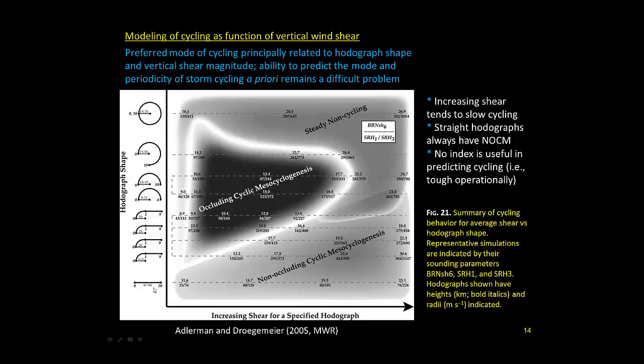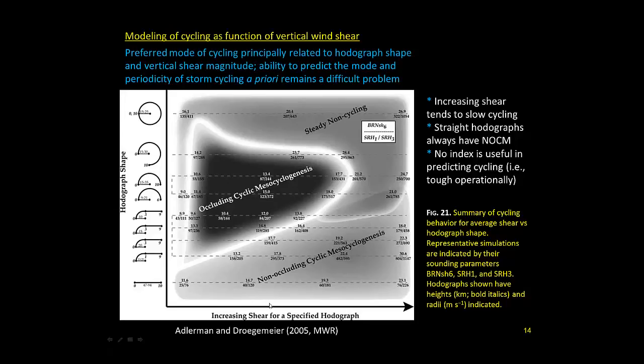So let's take one path here and start on the lower left and just go across. For a unidirectional hodograph, it doesn't matter what strength the shear is, we see this non-occluding cyclic mesocyclogenesis. And that, again, kind of makes sense with what I've seen in our area in western South Dakota. We tend to have more unidirectional hodographs, and I actually do see this non-occluding type of cyclic mesocyclogenesis relatively often.